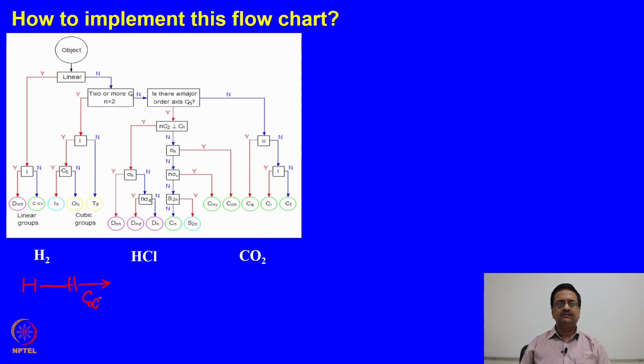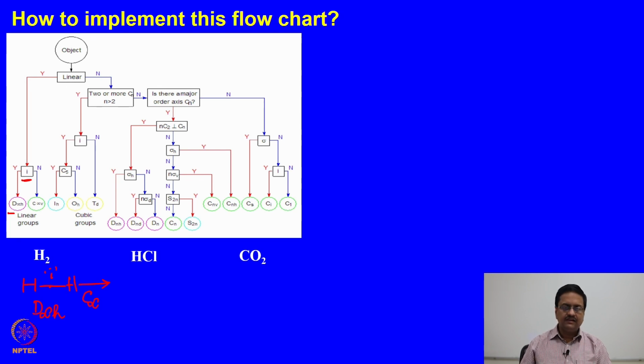So, the next question that one should ask for it being linear is whether it has an inversion center I or not, as you can see here in the flow chart. The answer is yes, this molecule has an inversion center I. Therefore, the point group of this should be D infinity h.